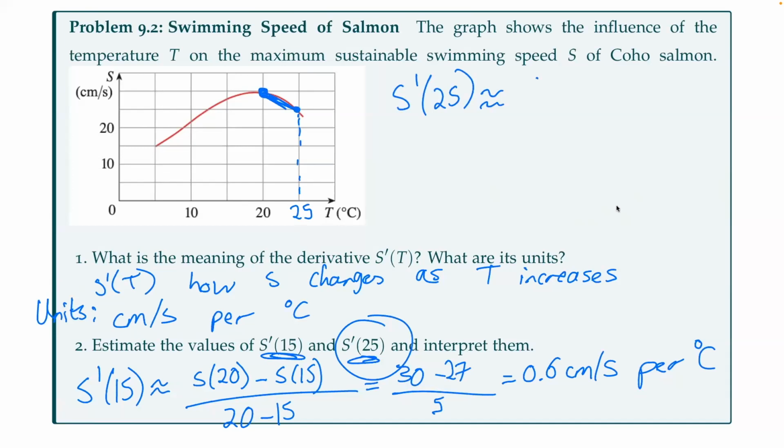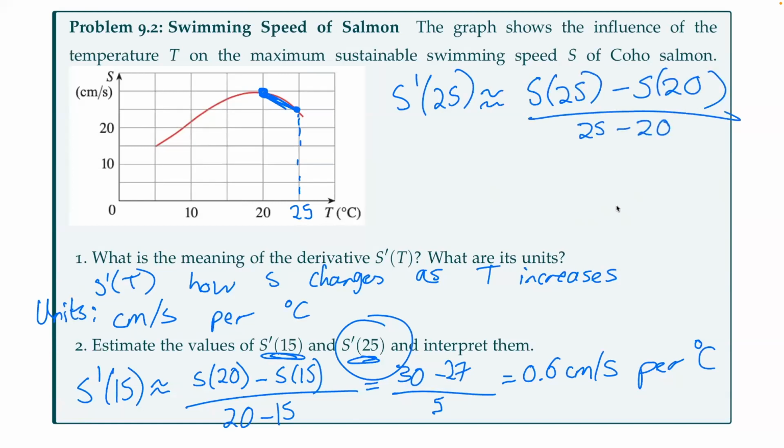So what I mean by that is I can take my S25 and subtract my S20, as long as I also have 25 minus 20 on the bottom. I could have done it the other way around. I could have said, what happens if I do S20 minus S25 divided by 20 minus 25, okay? Because the signs will cancel each other out. As long as we're consistent, it's okay. So what do we have here?